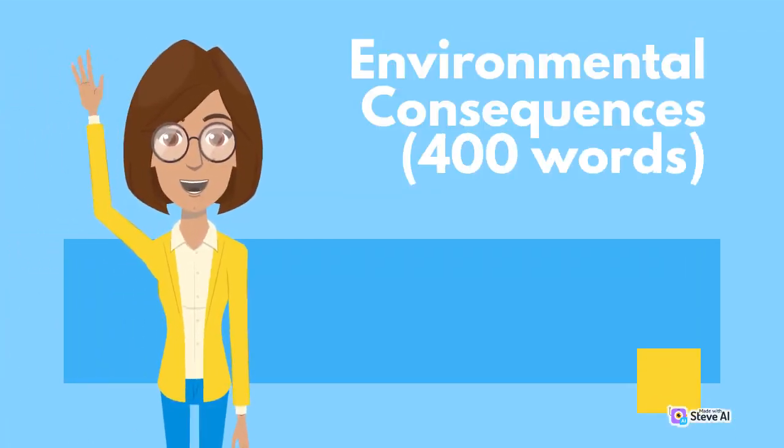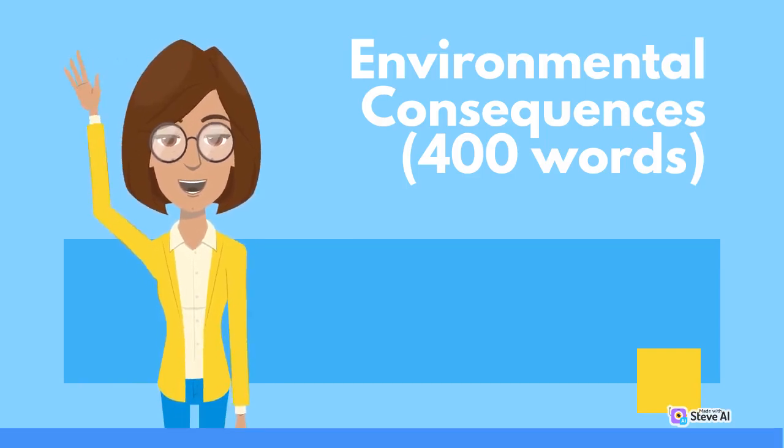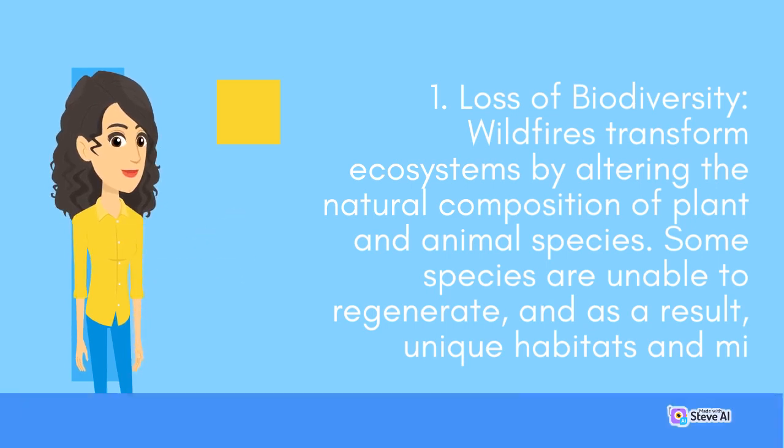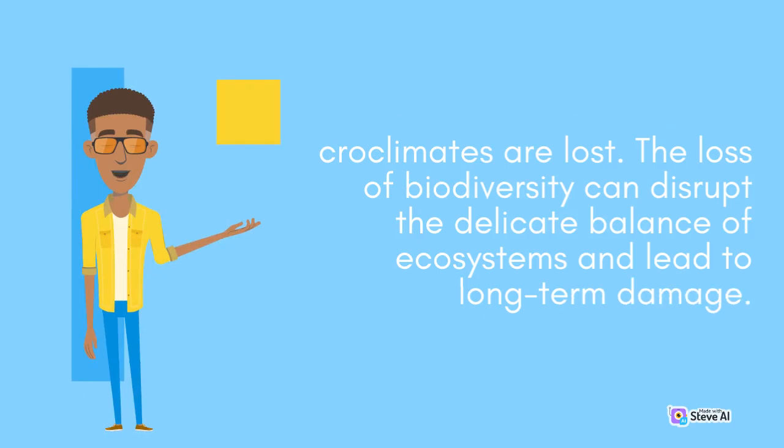Environmental consequences, 400 words. 1. Loss of biodiversity. Wildfires transform ecosystems by altering the natural composition of plant and animal species. Some species are unable to regenerate, and as a result, unique habitats and microclimates are lost. The loss of biodiversity can disrupt the delicate balance of ecosystems and lead to long-term damage.